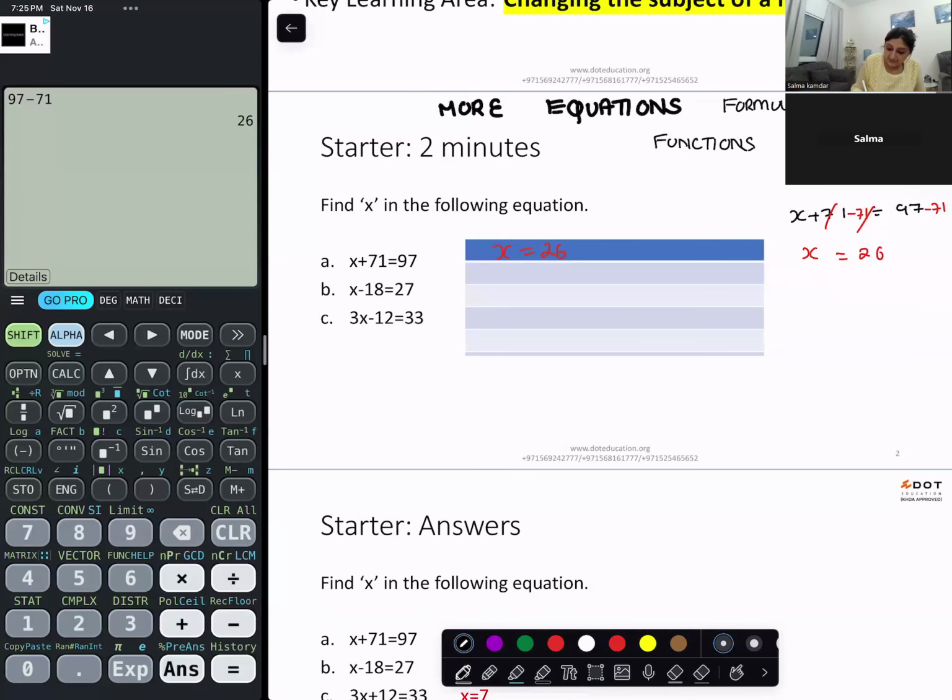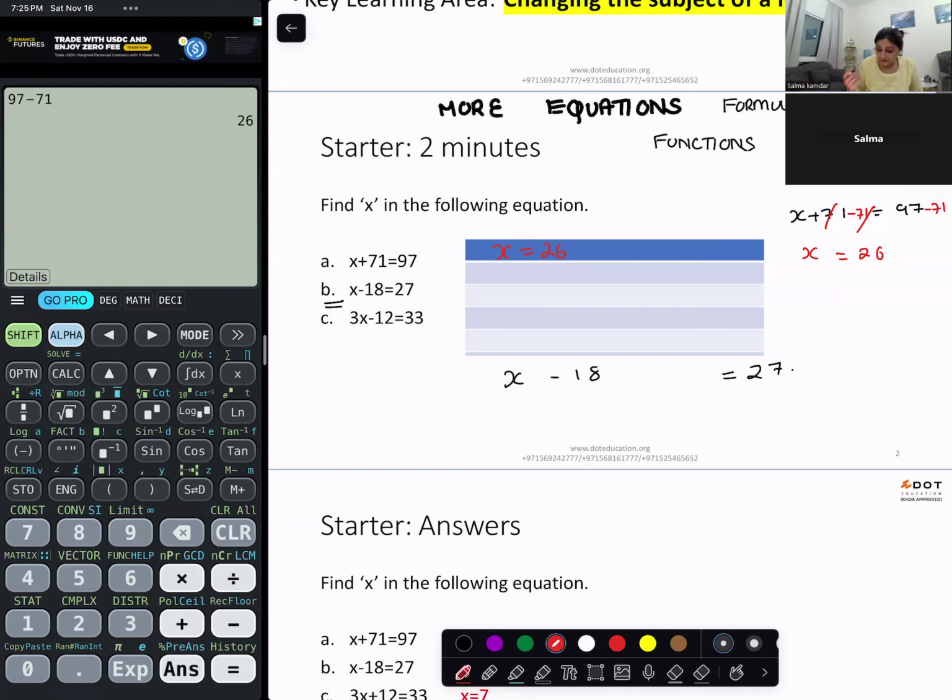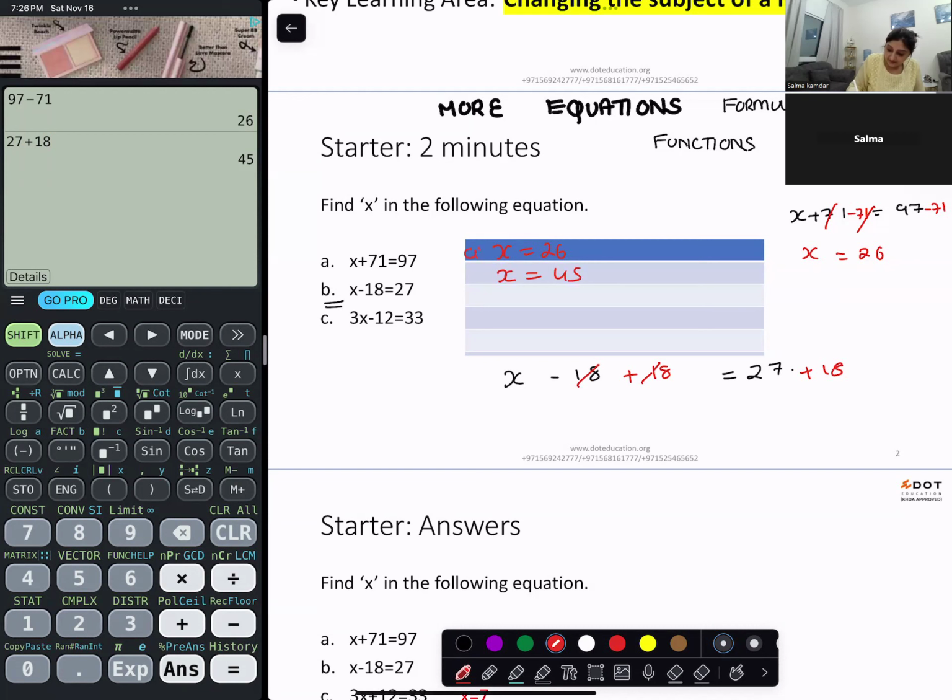Take the next one, the B one. I have x minus 18 equal to 27. If I have to find the value of x, I will add 18 on both the sides. So what I get is 27 plus 18. So my x is equal to 45, the B one.